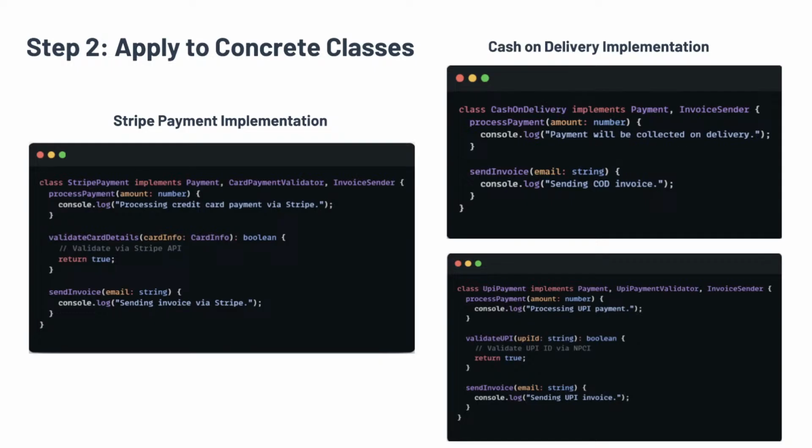And that you can see in the cash on delivery code also. As you can see, the cash on delivery code is very small now, and it does not have any unnecessary weight of code.